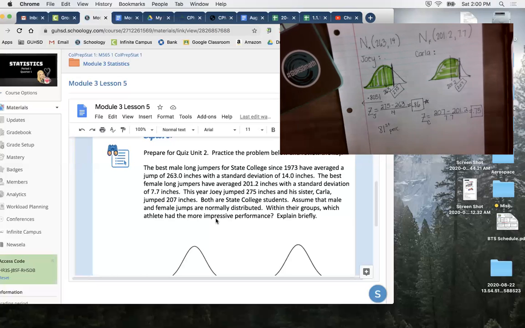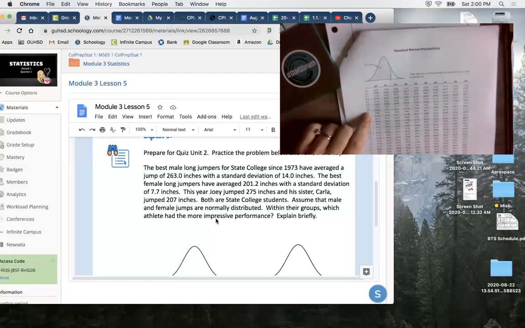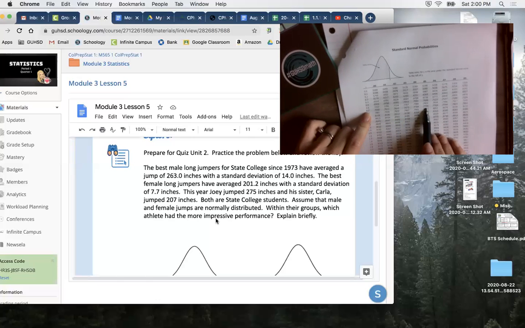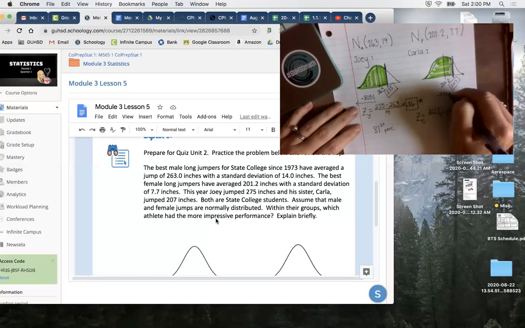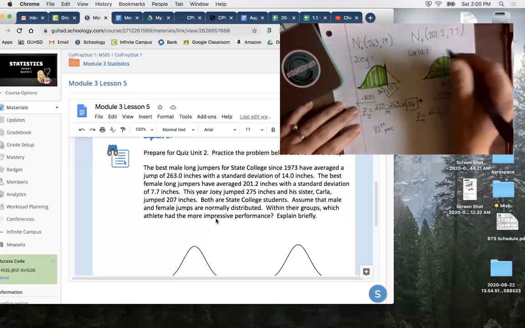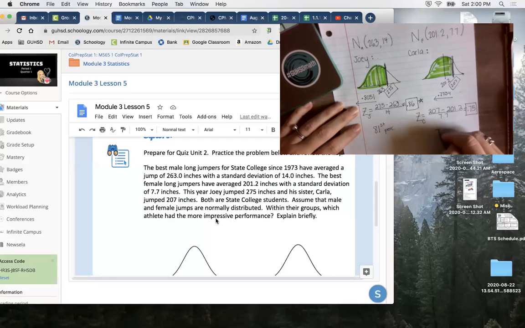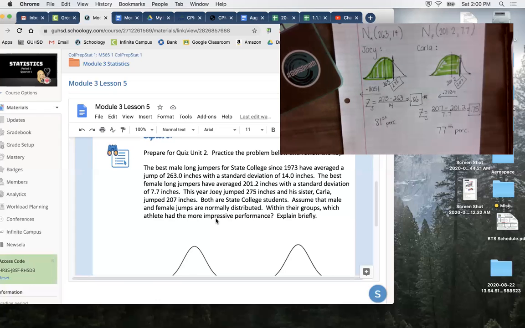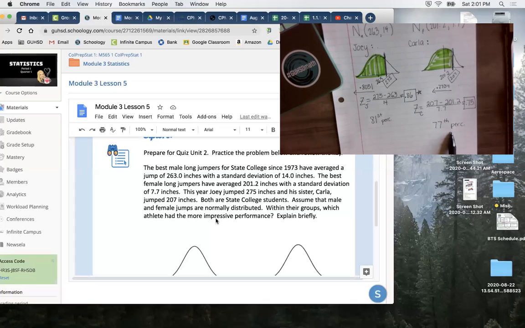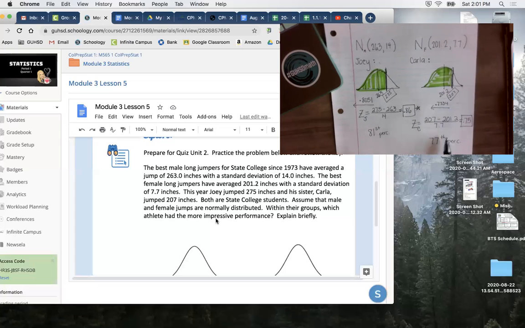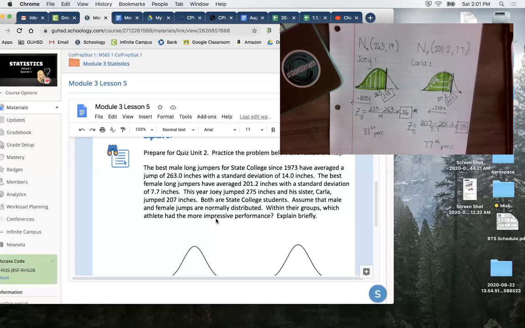So now looking at Carla, she's at 0.75. 0.75 is right there. So she's at 0.7734. That's the area to the left, which is what percentile is. She is in the 77th percentile for females. So again, he scored a little higher, but she scored as well as or better than 77% of people that were jumping with her, for females, I should say.